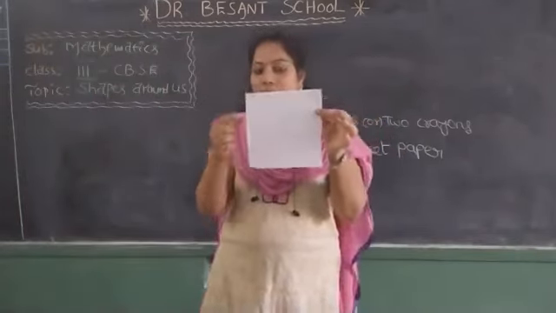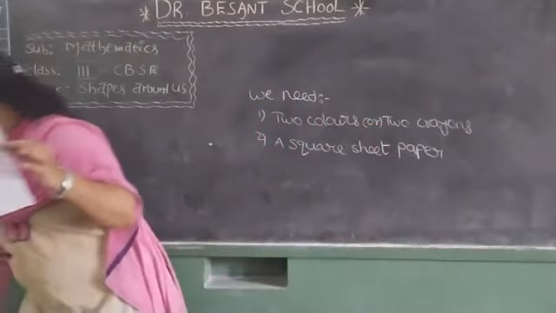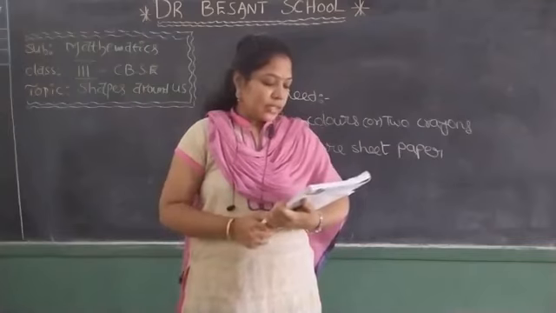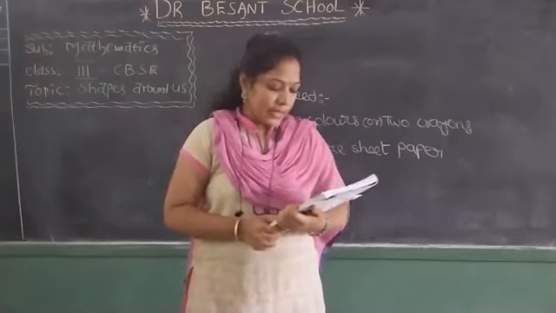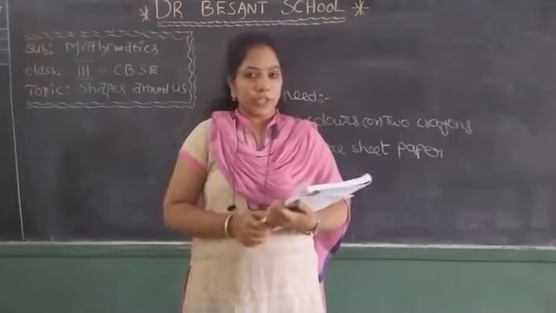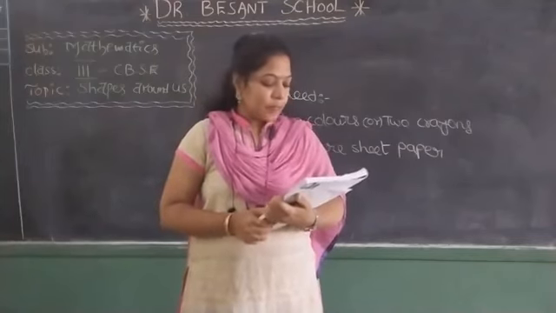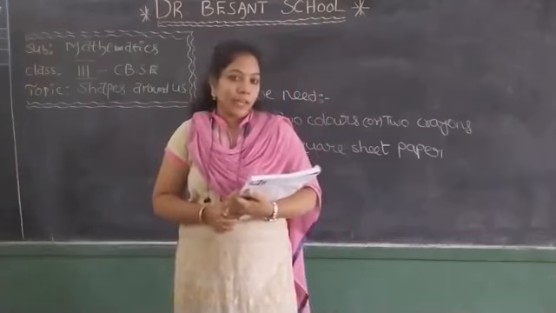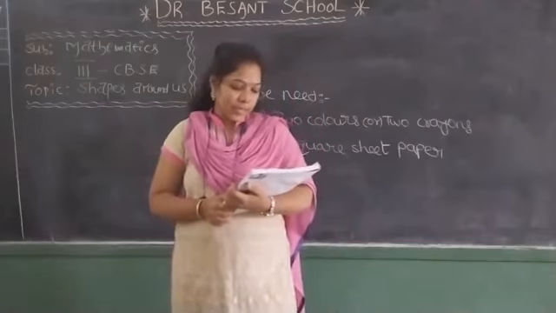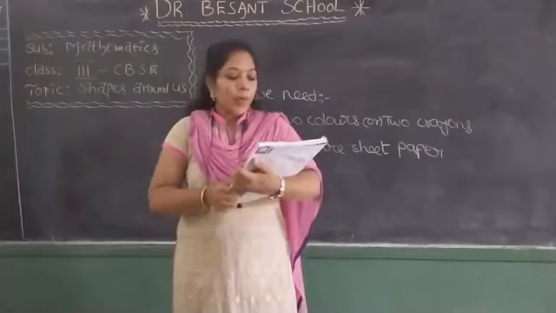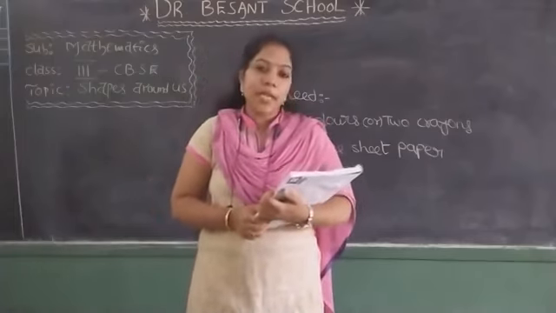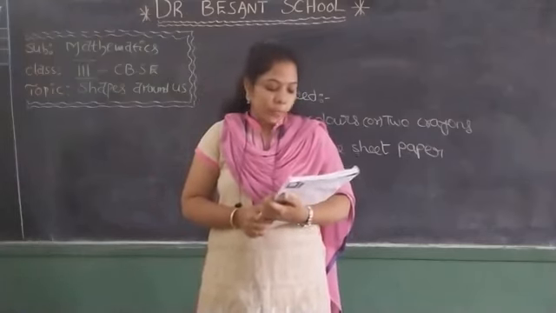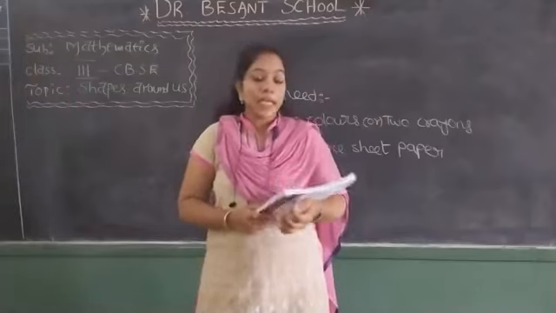Now see, what is there in the first step in the book? Take a square sheet of paper and follow this instruction. Look at the book and read out along with me. First step is: mark the opposite corners with the same color.